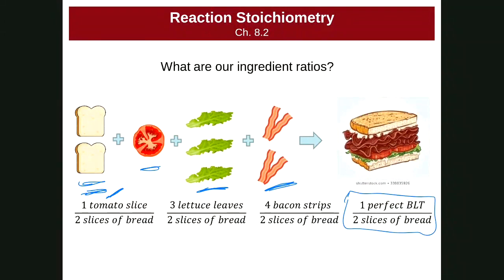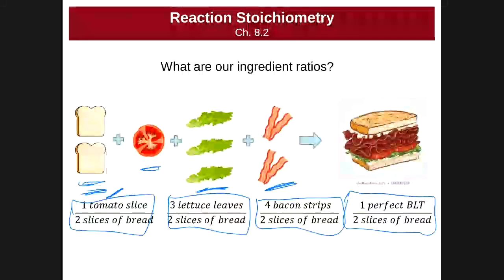Everything is related to bread because bread is the thing that we have the least of. So bread is what we're going to use to determine how many sandwiches we can make. So we want bread in all of our ingredient ratios. All right, so let's see what that gets us.